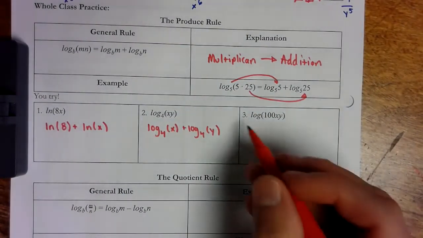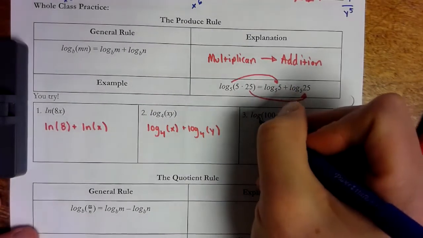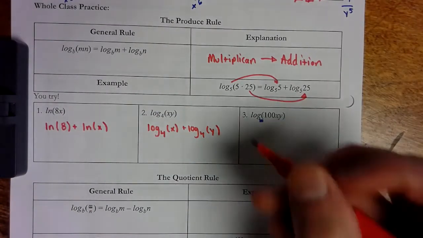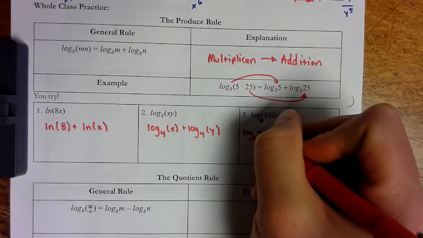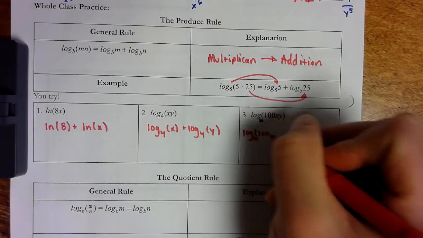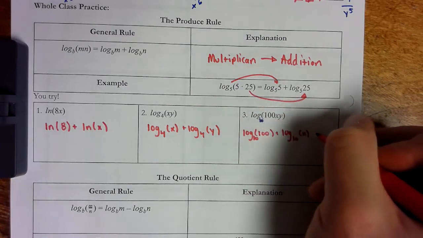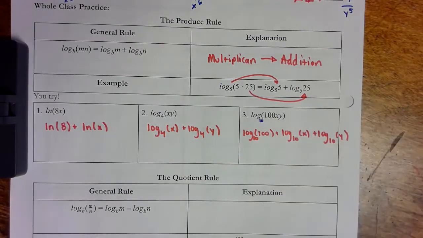And then last one, we have log. There's no base. Remember, if there is no base there, I might fill it in with a 10. I like to do that just so that I always remember what that base is. It can be really helpful. Some of you may not need that, but this is log base 10 of 100 plus log base 10 of x plus log base 10 of y. And so we had 3 things being multiplied, so 3 separate logs.